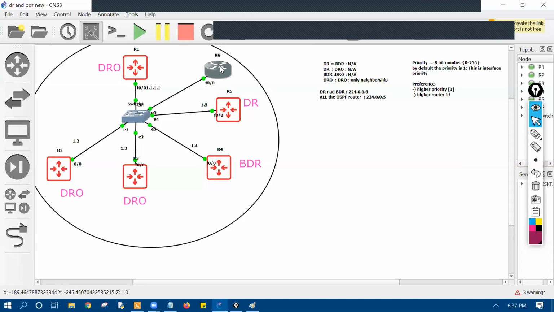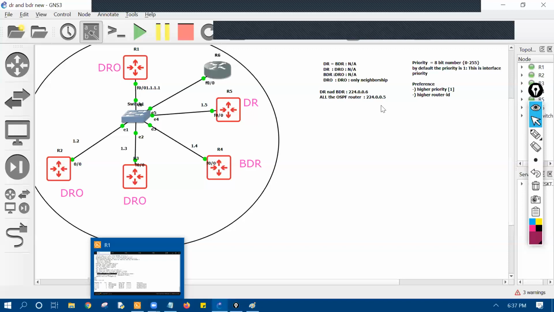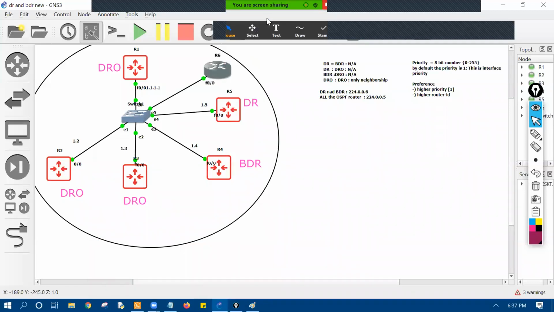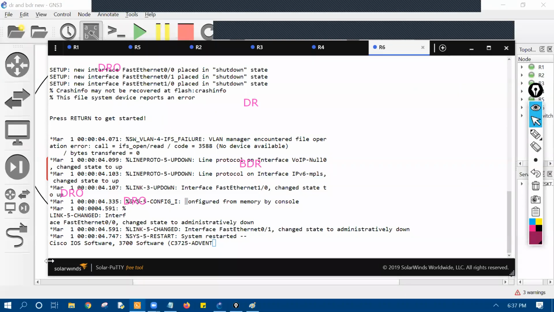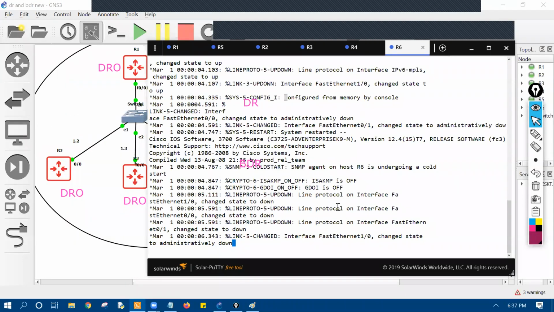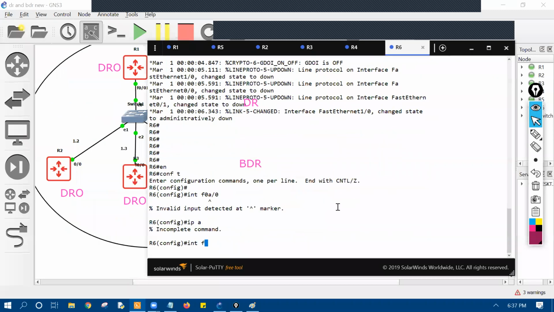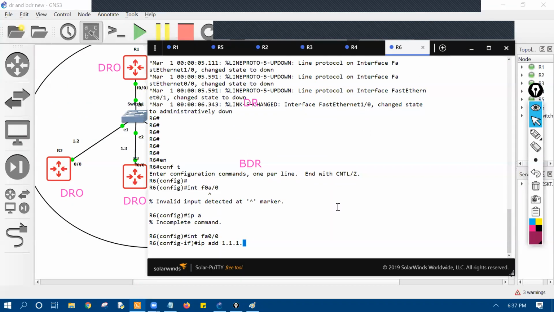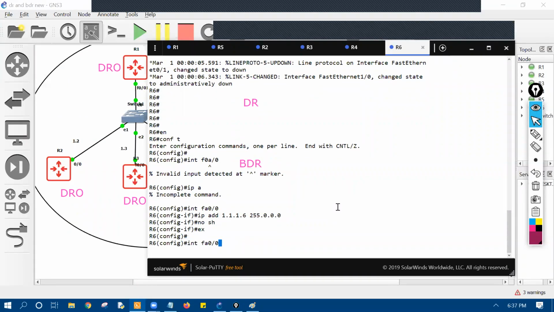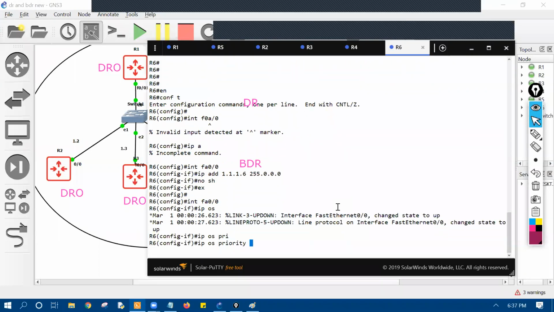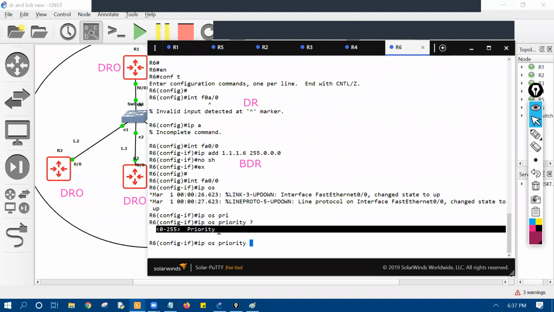And what I can do over there in this section, I'm going to configure the R6 router console. Interface 0/0, IP OSPF. Let me increase the priority. IP OSPF priority, you can define the priority from the 8-bit range 0 to 255.